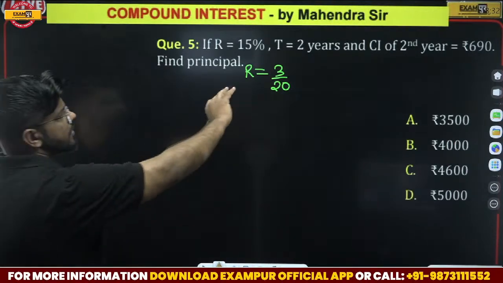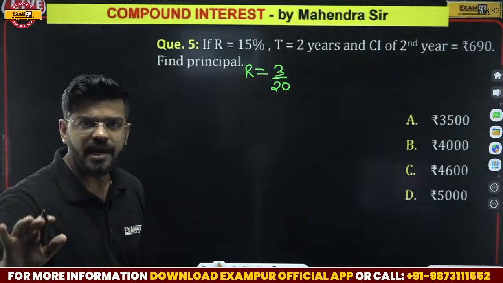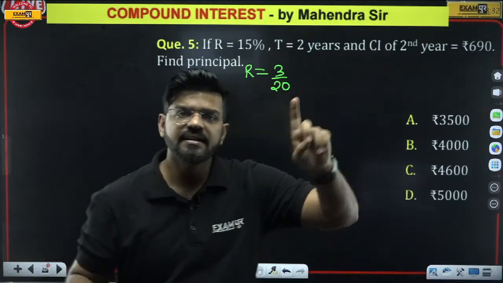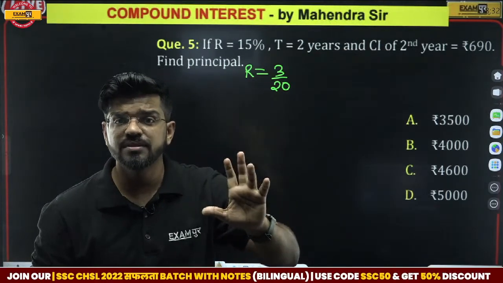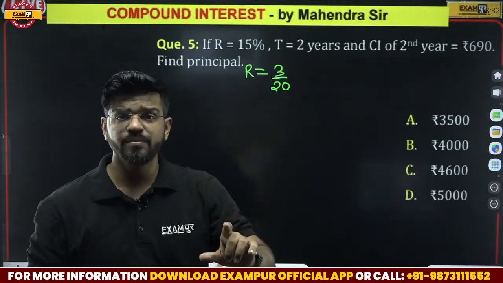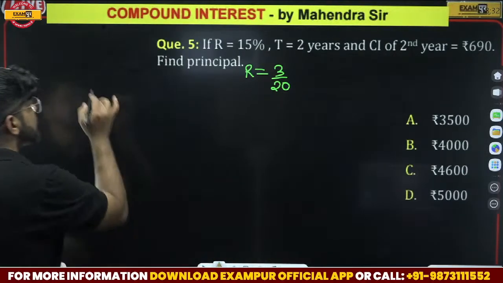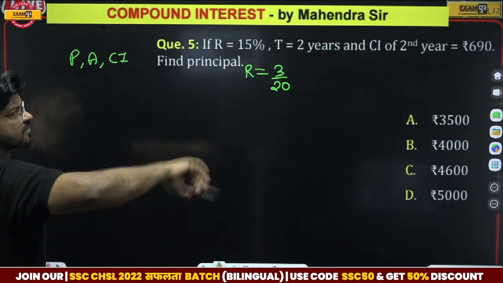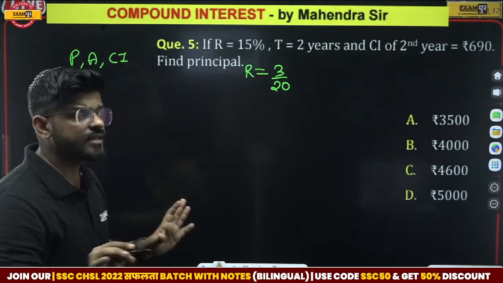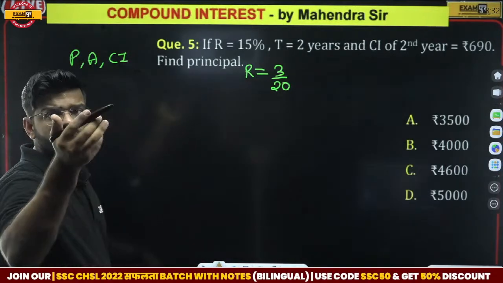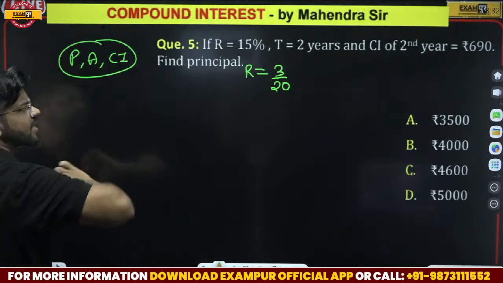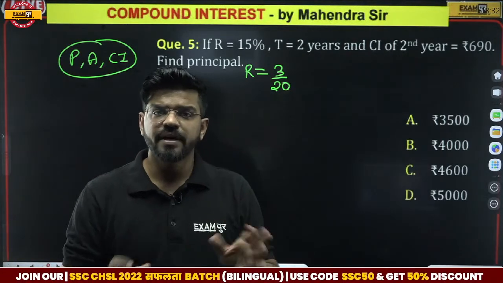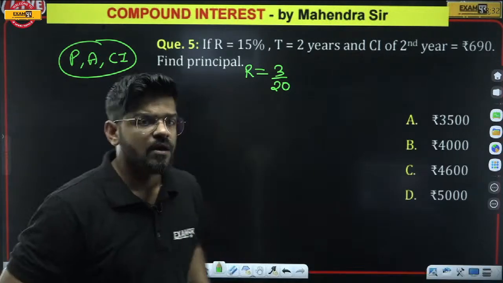Here R is 3 by 20, in fraction form. CI of the second year is given. Now I am going to use the slab method, because in the ratio method I can deal with P, A and CI of the whole year, whether 2 year, 3 year or 4 year. But for the second year I cannot use the ratio method. For that I would have to calculate the CI of 2 years, then the CI of 1 year, and then find the difference. That will be a very lengthy method.